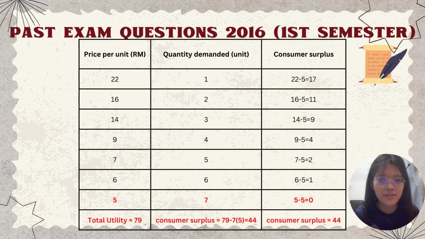There are two ways to get the consumer surplus. Firstly, we use the total utility, which is 79, minus the total market price, and we will get 44. For the second way, we need to use the price per unit minus the market price. For example, the first one, 22 minus 5, we will get 17, followed by 16 minus 5, we will get 11, and so on. And we will sum up all the answers to get the consumer surplus, which is also 44. In short, consumer surplus is the area below the demand curve but above the market price.